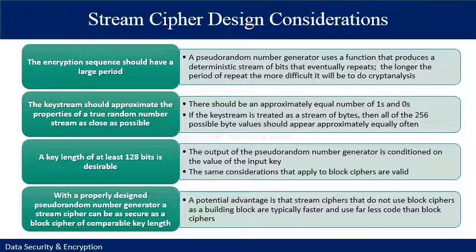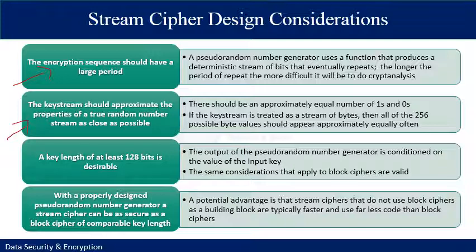First of all, the encryption sequence should have a large period. A pseudo-random number generator uses a function that produces a deterministic stream of bits that eventually repeats. The longer the period of the repeat, the more difficult it will be to perform cryptanalysis. This is essentially the same consideration that was discussed with reference to the Vigenere ciphers, namely that the longer the keyword, the more difficult it is for an attacker to guess the keyword.